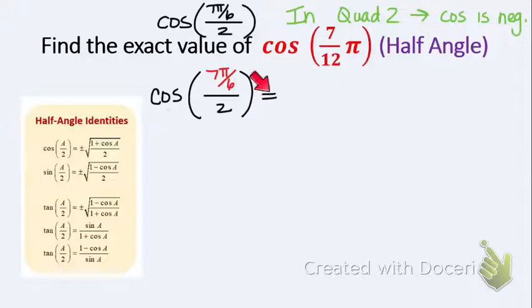So when I write my identity, I'm going to keep the negative because that identity says positive or negative, but we are in quadrant 2, so it's a negative. Put your negative on the outside. And then we have the square root of 1 plus the cosine of 7 pi over 6, all over 2. So go to your unit circle and figure out the cosine of 7 pi over 6.